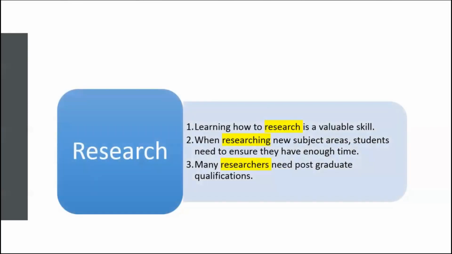Research. Learning how to research is a valuable skill. When researching new subject areas, students need to ensure that they have enough time. Many researchers need postgraduate qualifications. Okay. Again, it's not in our example, but remember, you can say research or research. Research is the noun, research is the verb.